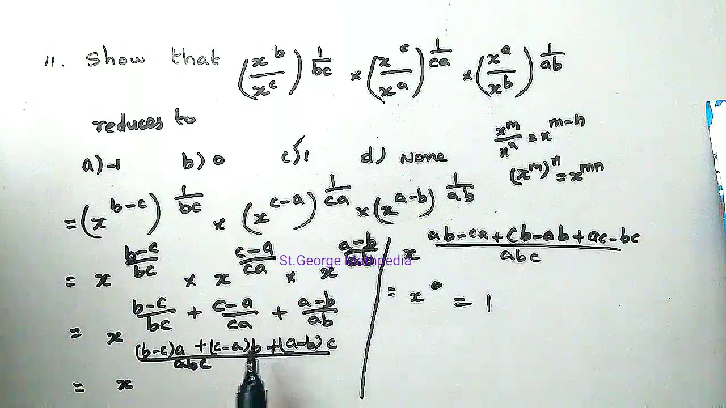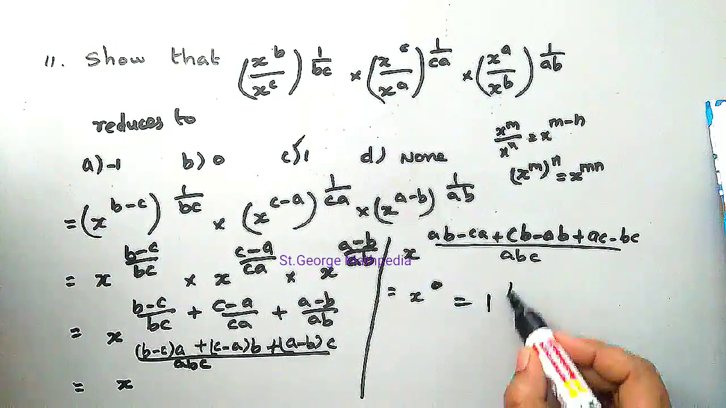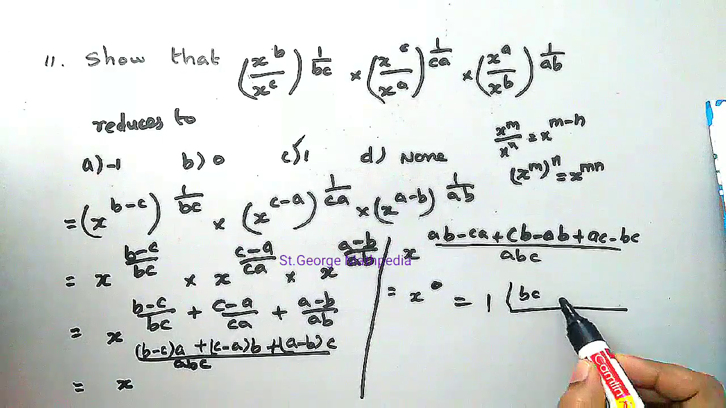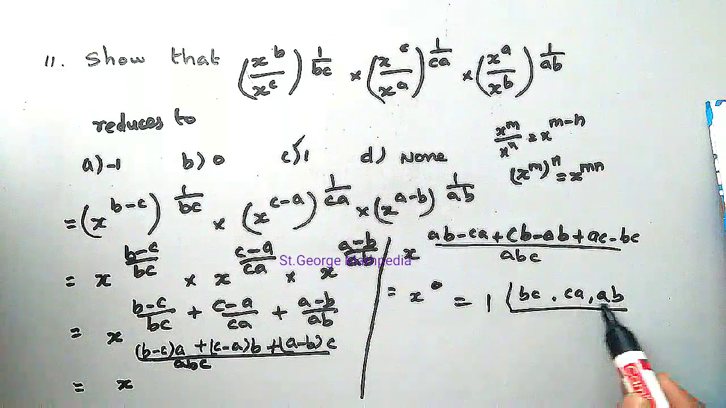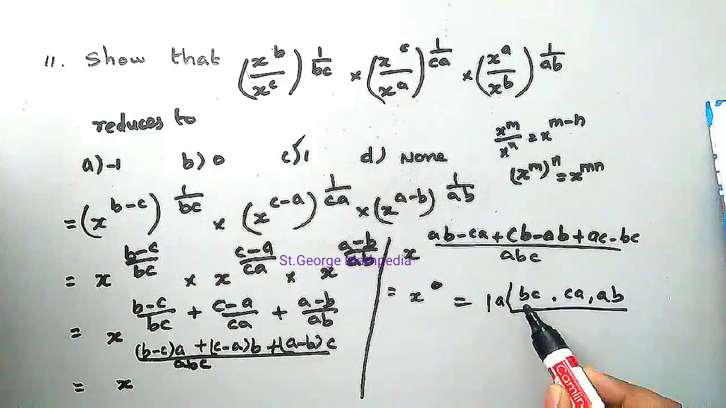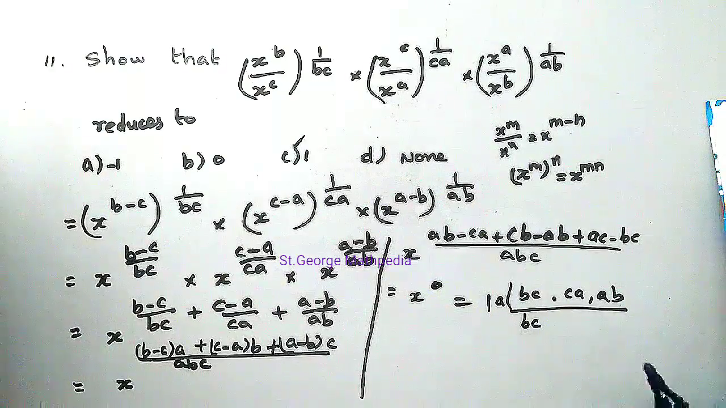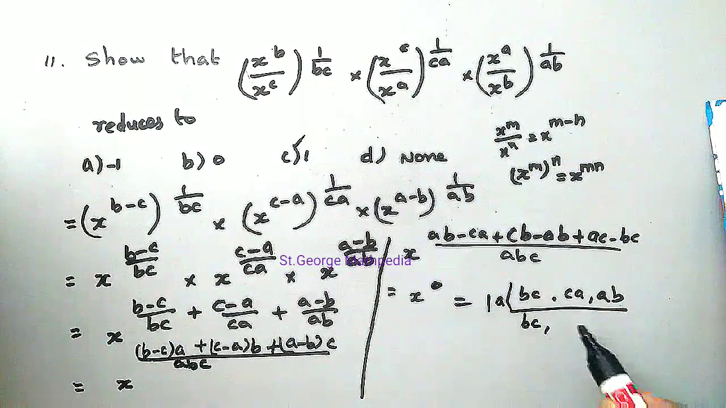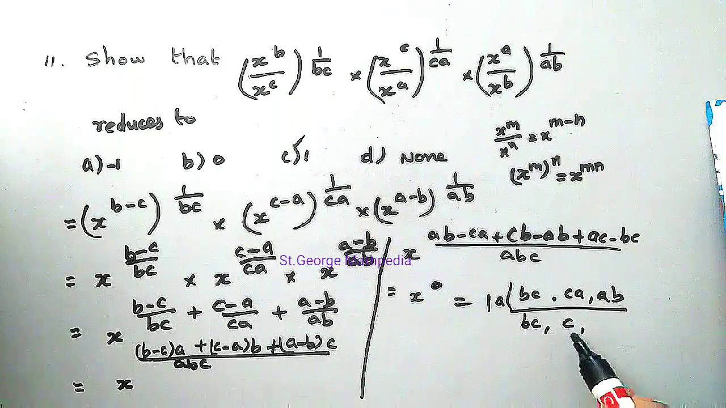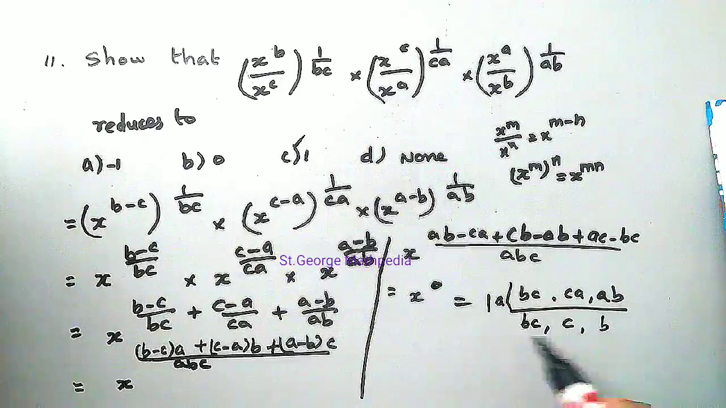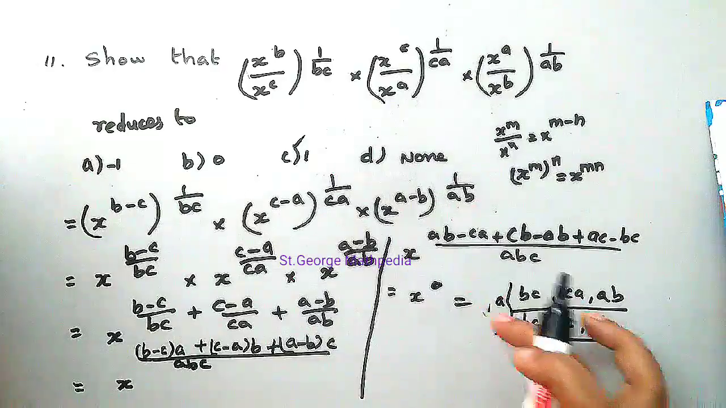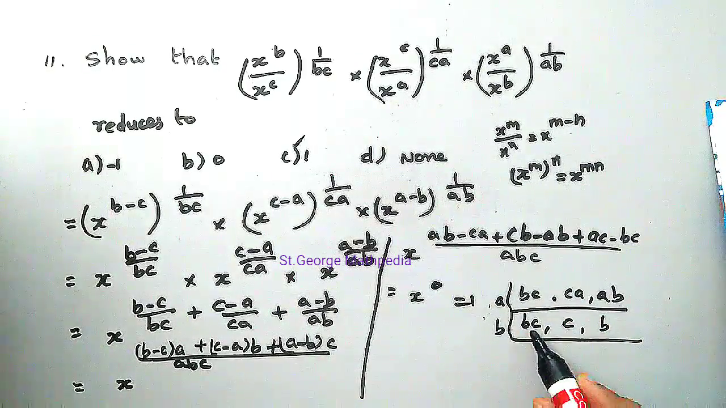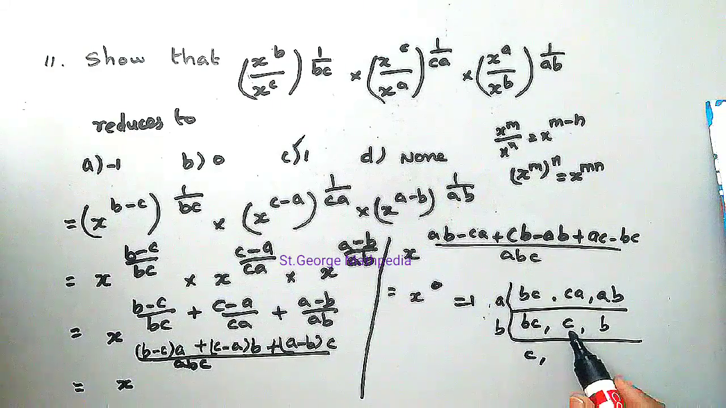Now, if you have any doubt in taking LCM, you can directly do the problem. So, bc, ca, ab are your denominators, right? So, you can divide the terms by a. When you divide it by a, in bc you are not having a, so let's write bc as it is. ca is divisible by a, so the answer will be c. ab by a is b. Again you have b here, so let's divide this by b. bc divided by b is c.